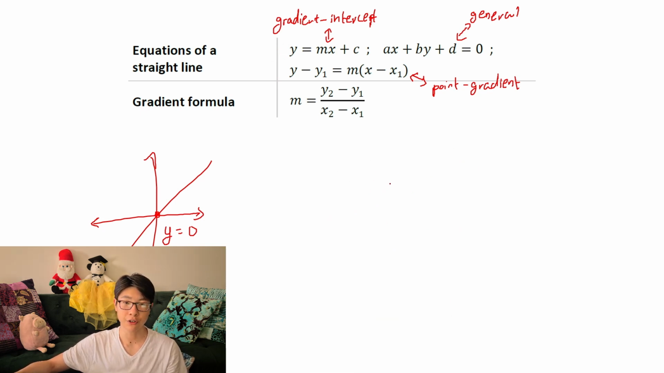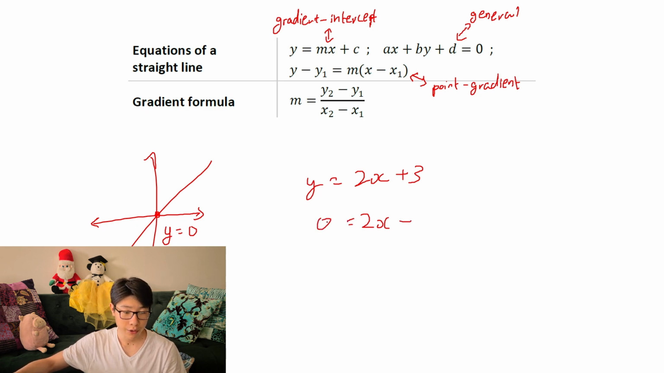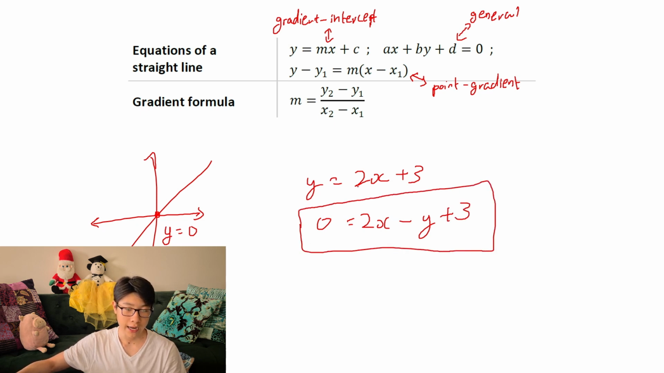And this is similar for the general form. For example, if we want to convert the gradient intercept form into the general form, let's say we're given this equation right here, and we wanted to convert it into the general form, well, ax must be at the front, so ax, right, plus by. In this case, if we want to minus y to both sides, we will get 0 equals 2x minus y plus 3. And notice here, this equation right here is equal to 0, and it is in the form ax plus by plus d. And this right here is the general form.